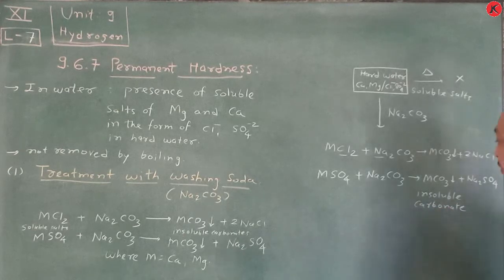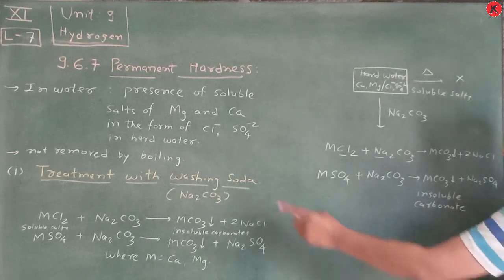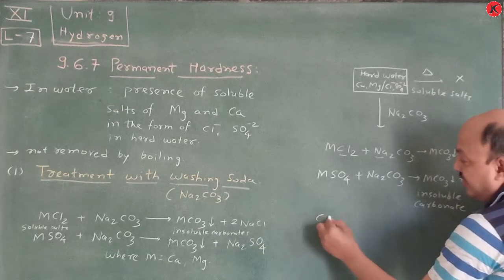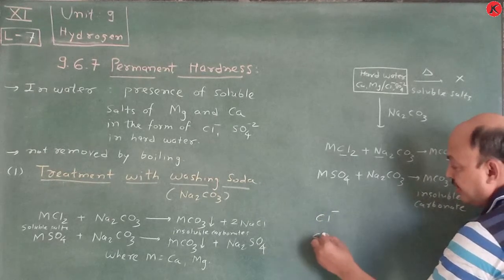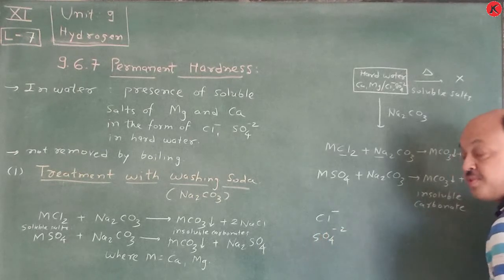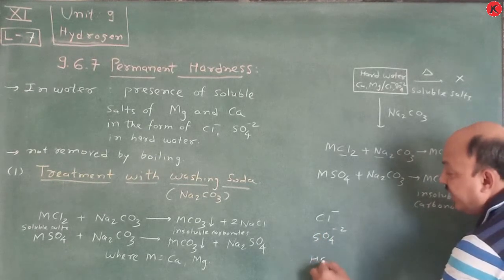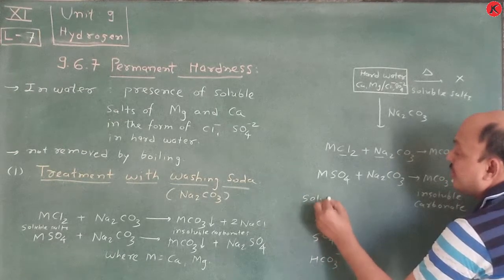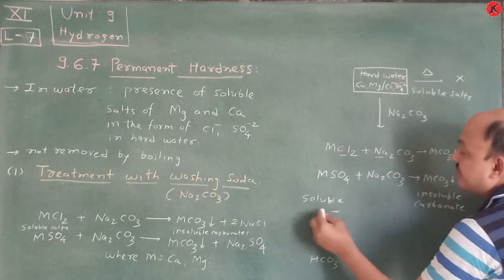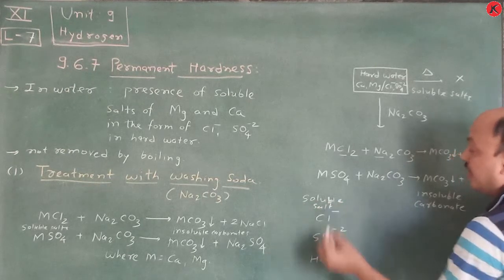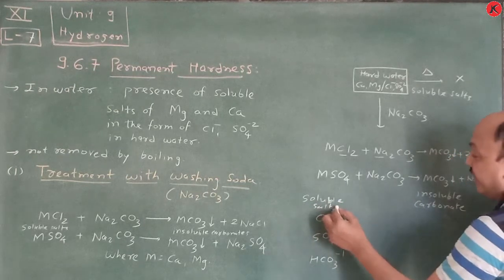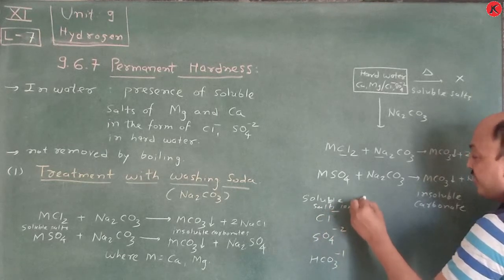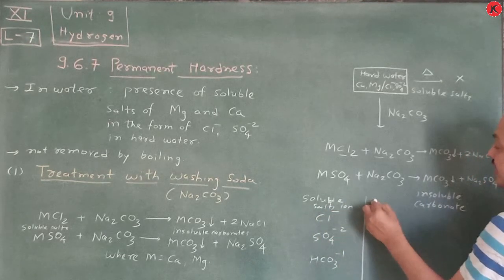First of all, remember which ions in water are soluble and which are insoluble. So here you have to remove... understood this one. These soluble salt ions are Cl minus, SO4 minus 2, and HCO3 minus 1. These are soluble salts. Write down these soluble salt ions present in water. Which is insoluble?